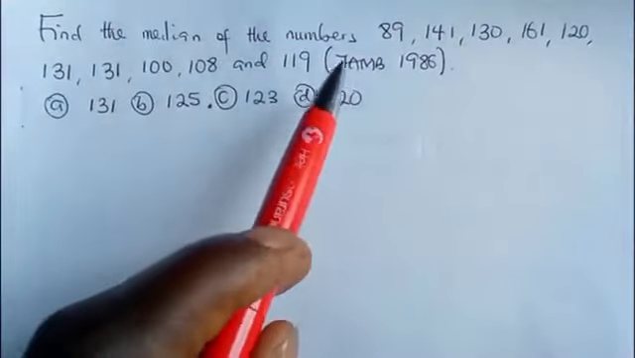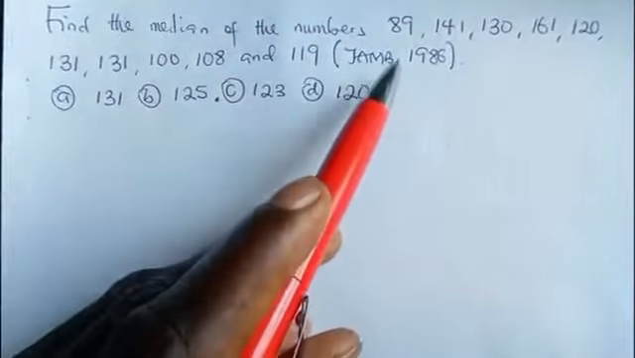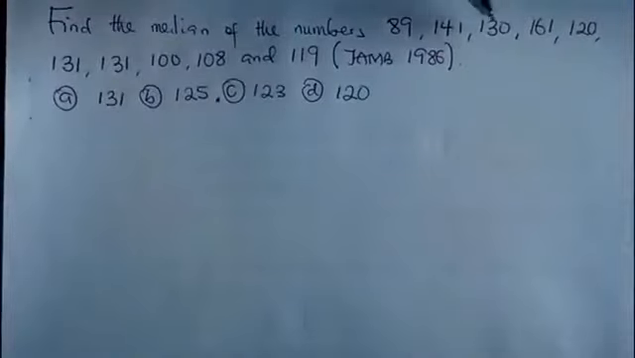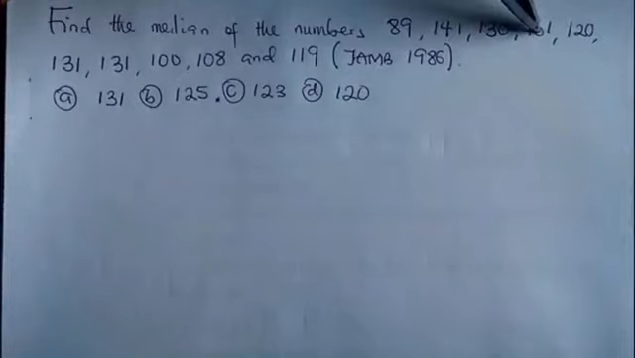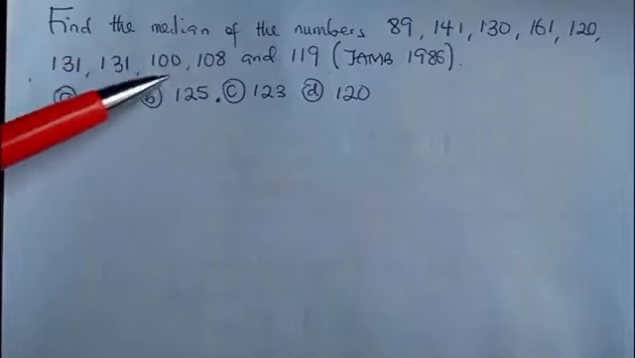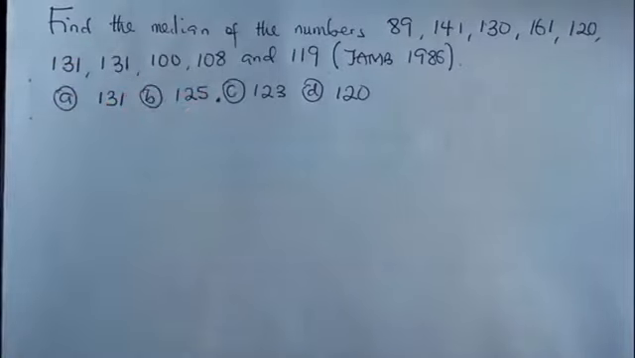Find the median of the numbers 89, 141, 130, 161, 120, 131, 131, 100, 108, and 119. Again, this is the JAMB question for 1986, question number 46, and these are the options provided.